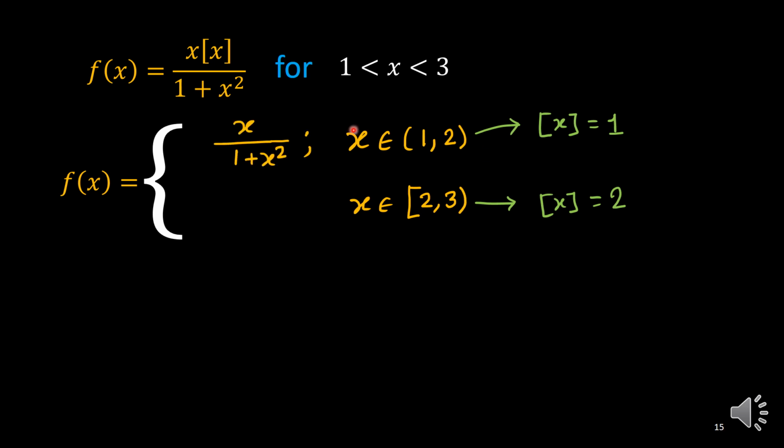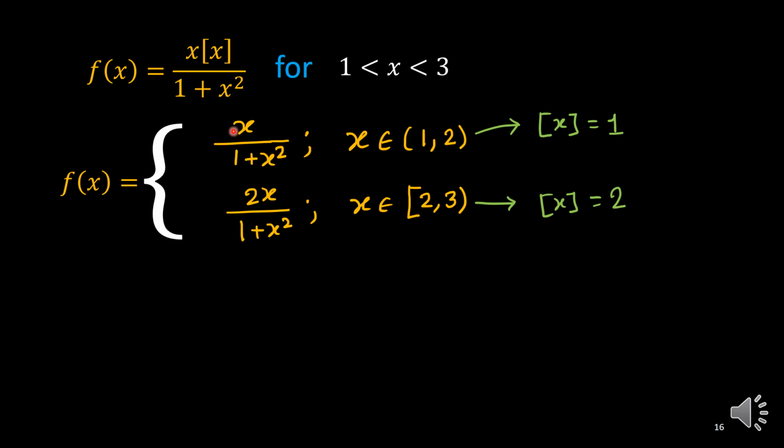Thus for this one here, this one is replaced by 1, so it will be 1 times x, which means only x upon 1 plus x squared. Similarly for this interval we will get 2 times x upon 1 plus x squared. So this function will have two different shapes for two different intervals. One is for 1 to 2, and the other is for 2 to 3.